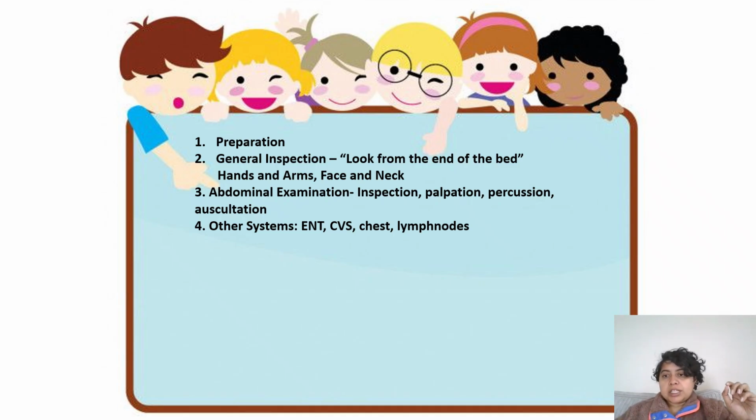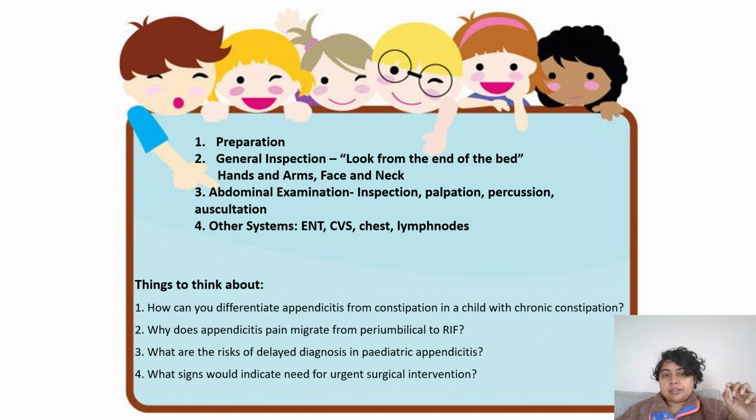Right, now the things to think about is how do you differentiate appendicitis from constipation in a chronic constipation? Why does appendicitis pain migrate from periumbilical to the right iliac fossa? It's because of the nerve that supplies the peritoneum. And then what are the risks of delayed diagnosis in pediatric appendicitis? And what signs would indicate need of urgent surgical intervention?